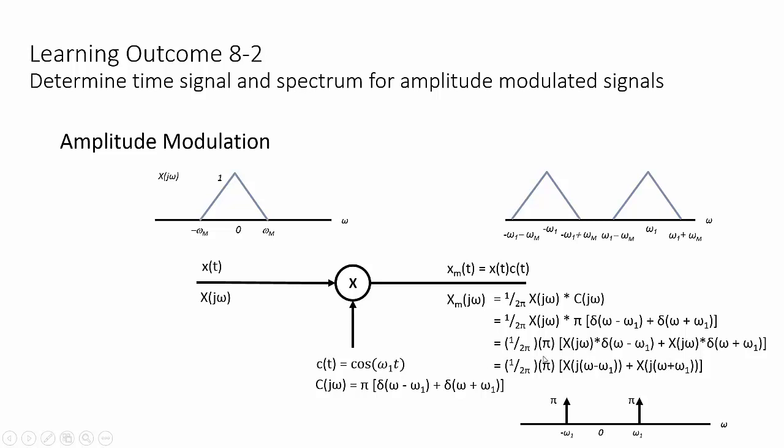When we take this amplitude scaling factor, we have the 1 over 2 pi from the convolution, the pi from the cosine, and 1 from our original spectrum. It will not always be 1, but here we're starting with 1. Therefore, our new amplitude is 1/2.